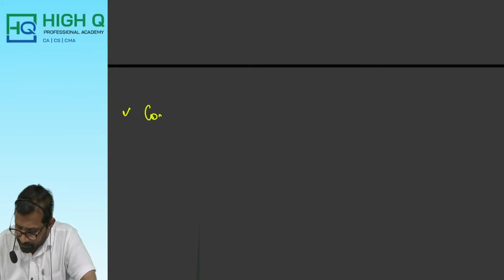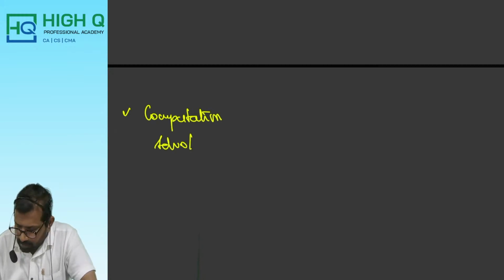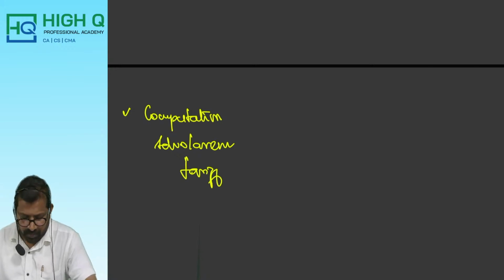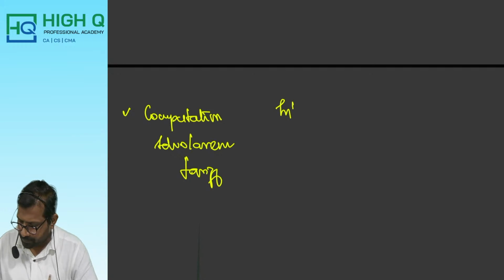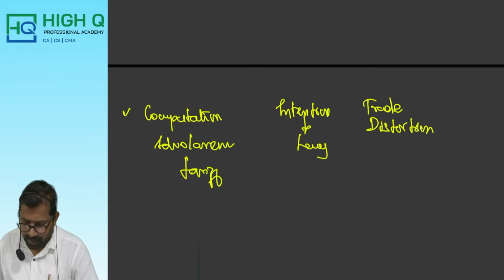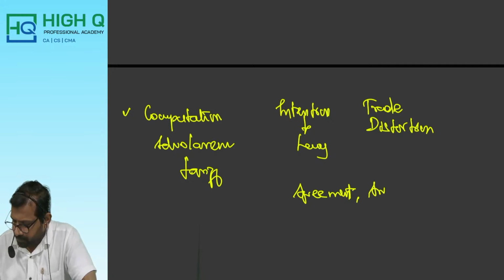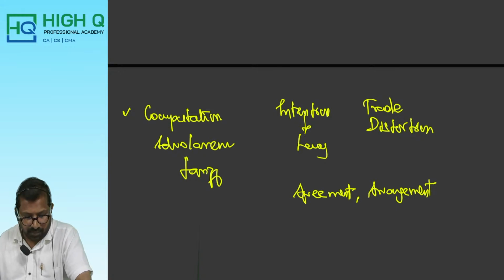First one is competition, ad valorem tariff. Second one is intention, levy. Third one is trade distortion. Fourth one is agreement, arrangement. So all these are the various types.